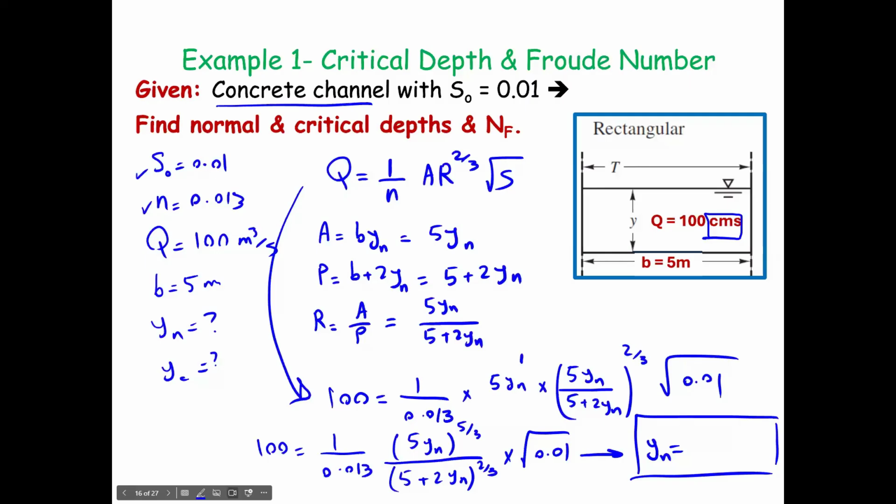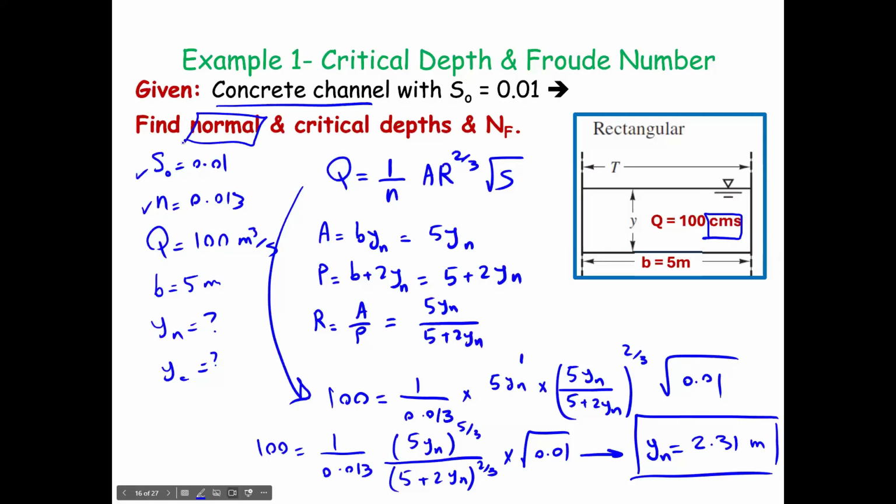What's the answer? If you are between 1.5 and 2.5, your answer should be correct. So what's yours, Brock? 2 point. Yeah, that's the one. 2.31 meter. So we are done with the first part, the normal depth.